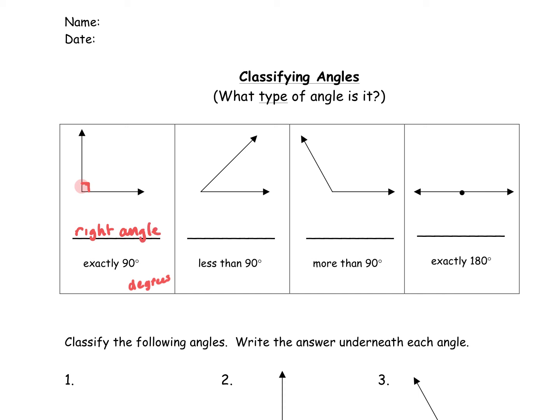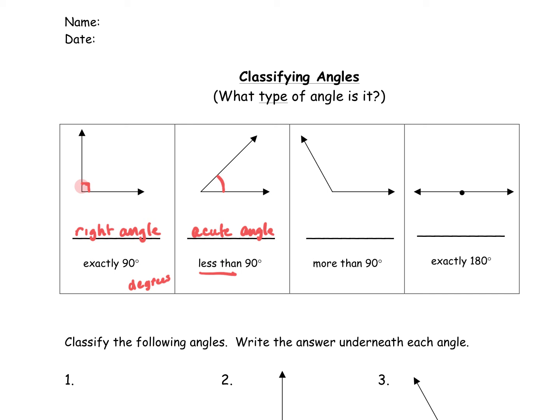So the next angle, we're going to notice that this opening is less than 90 degrees. It's smaller. So this would be considered an acute angle. And this is an A. So it's an angle that is less than 90 degrees.